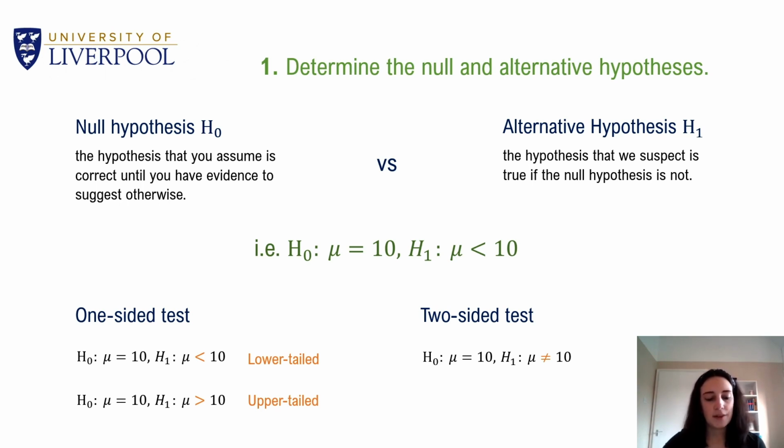If we were testing whether the value of a parameter mu was equal to 10 or less than 10, we would use the null hypothesis H0: mu equals 10 and the alternative H1: mu is less than 10. For a one-sided lower-tailed test, we look at the parameter value being less than the hypothesized value. For upper-tailed tests, the parameter value is suspected to be higher than the hypothesized value. And for two-sided tests, we suspect the parameter value is different from the hypothesized value in either direction.